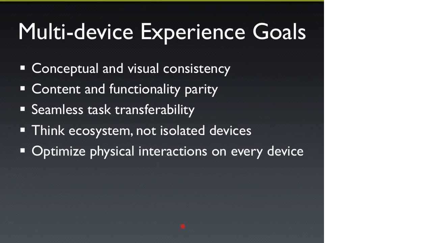And thinking about ecosystem, in other words, that these things should be connected and that the state that you leave on one device should be transferred over or recognized on another device, right? And finally, trying to optimize physical interactions as much as you can on every device. So in other words, if you're going to be on a touch-enabled interface, try to optimize for those styles of interactions, versus if you're on a desktop or a notebook with a keyboard, again, thinking about those styles of interactions with that kind of hardware. So that's a rough set of multi-device experience goals.